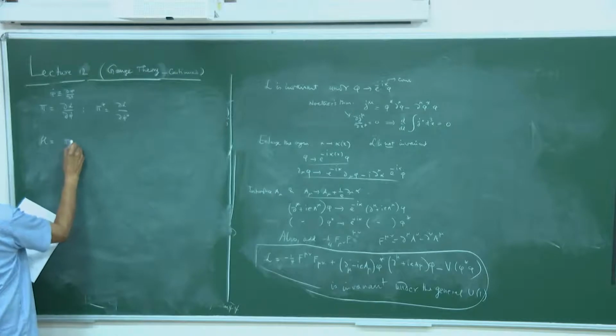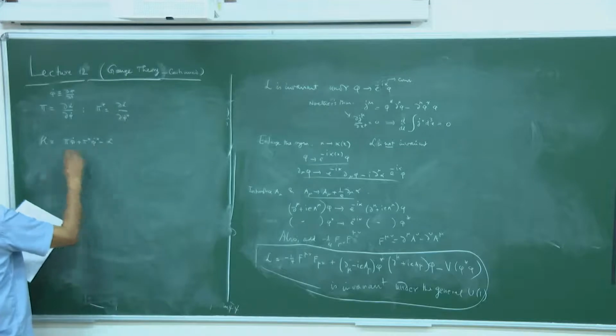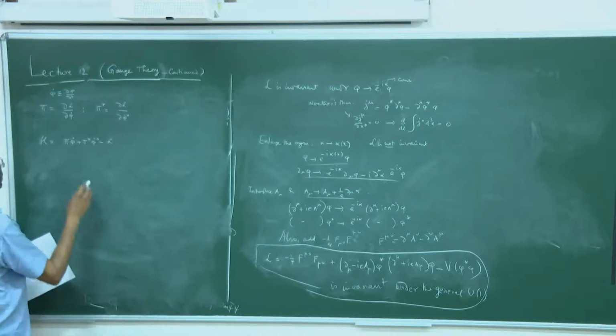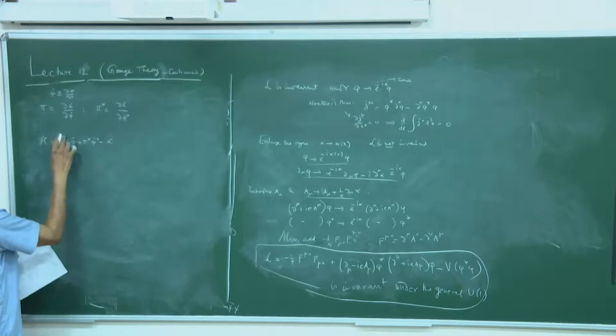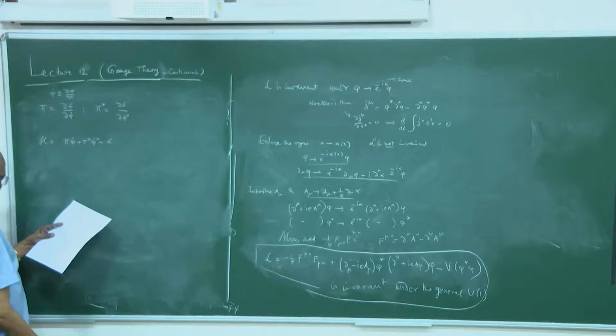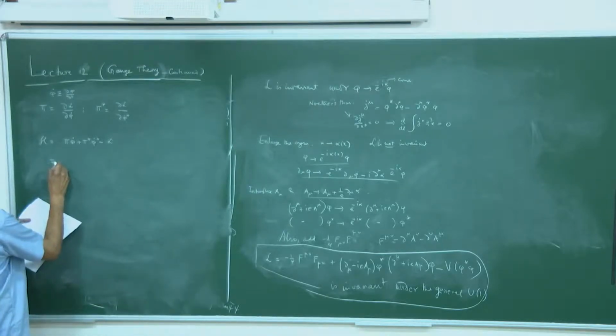Pi into the corresponding velocity, similarly for the other one, pi star, phi dot star, minus the Lagrangian. That is the general definition of the Hamiltonian. Hamiltonian is minus the Lagrangian plus the momenta times the corresponding velocities. That is the general definition for the given Lagrangian. You can always go to the Hamiltonian using this. Now substitute for these things.